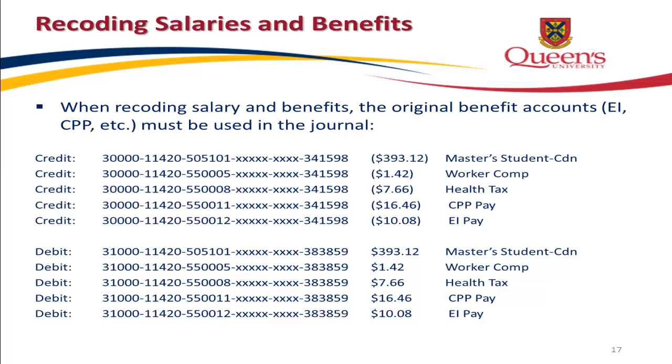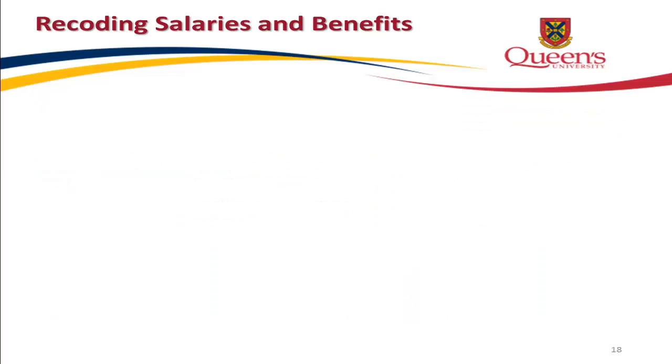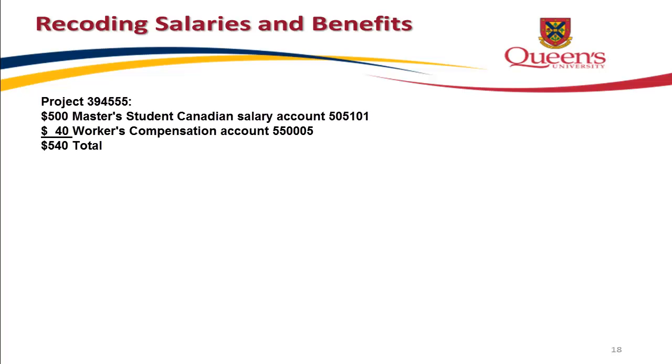The answer lies in the benefit allocation process. We will now examine this in more detail. Let's say Project 394555 had salary expenses totaling $500 charged to Master Student Canadian account 505101, with related fringe benefits of $40 charged to account 550005, Workers' Compensation.